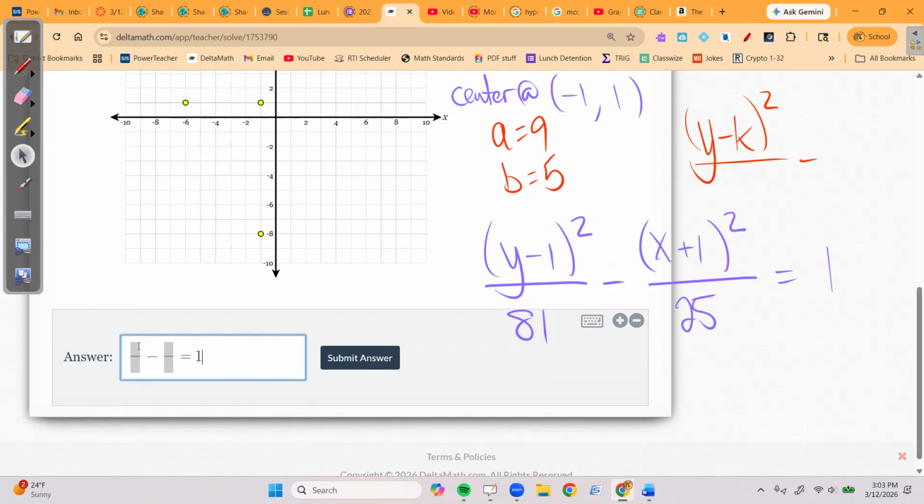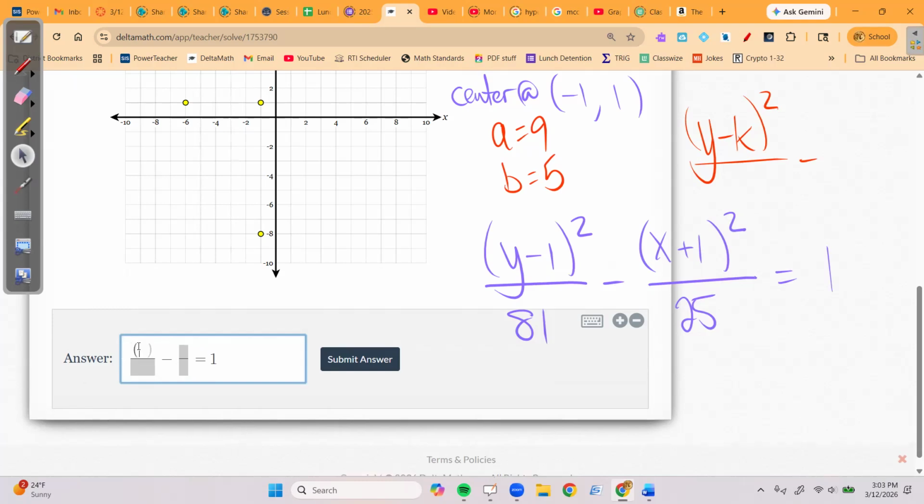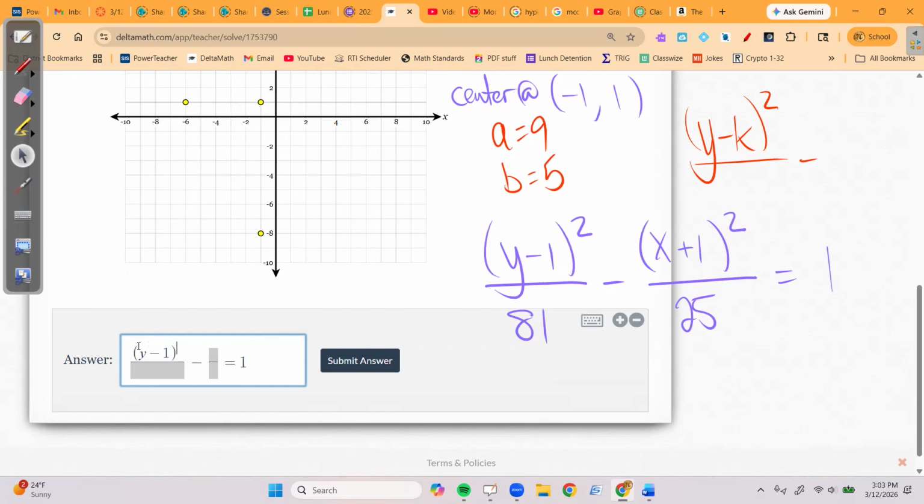And then I typed in an answer, and I'll show you after this. So it's y minus 1 squared over 81 minus x plus 1 squared over 25. And before, oopsie, my bad, over 25.